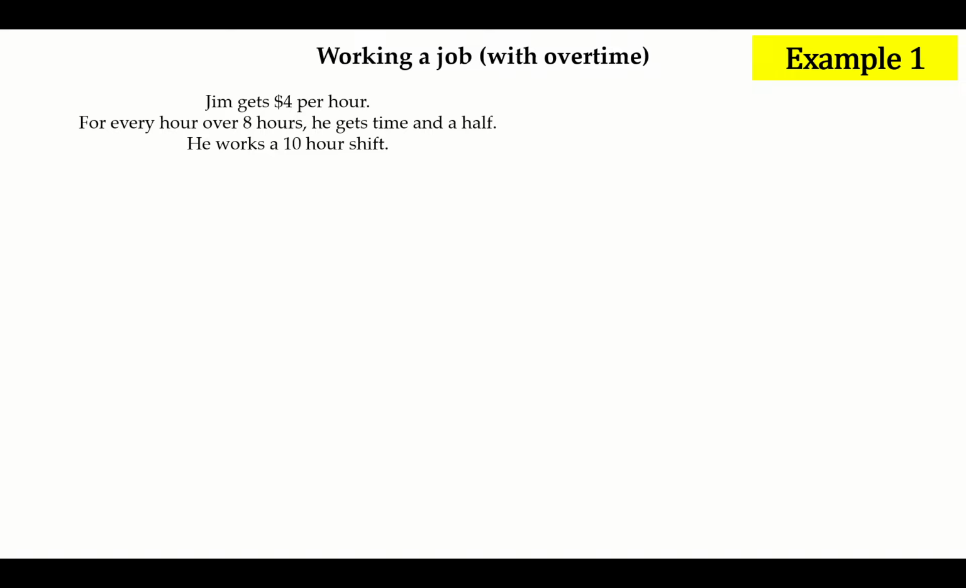Jim gets $4 per hour. Not a very good wage, if you ask me, but Jim's happy. For every hour over 8 hours he works, he gets time and a half, and he works a 10-hour shift. Now, the time and a half is the important bit. That tells us how much overtime he gets, but we'll get to that. So, how much will Jim earn today?